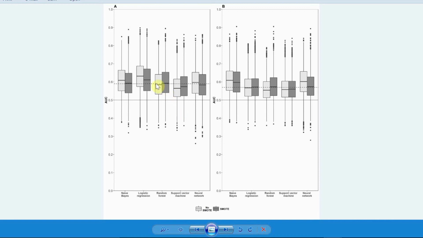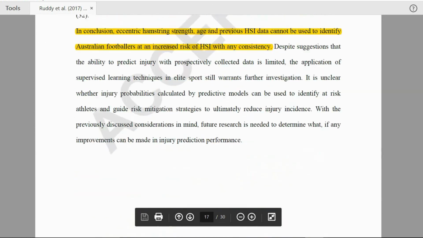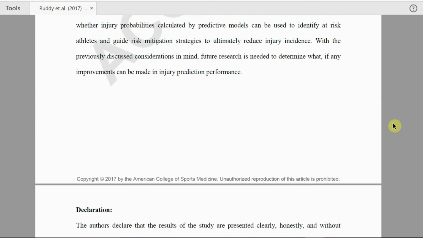But overall, if we look at the average predicted performance of our models indicated by the dotted line, we can see that they predicted injury better than the flip of a coin, which is a start, but we still have a long way to go in terms of being confident in our ability to identify athletes at risk of injury at the individual level.